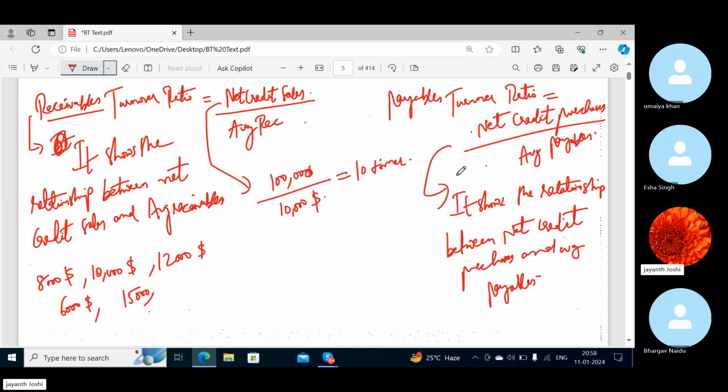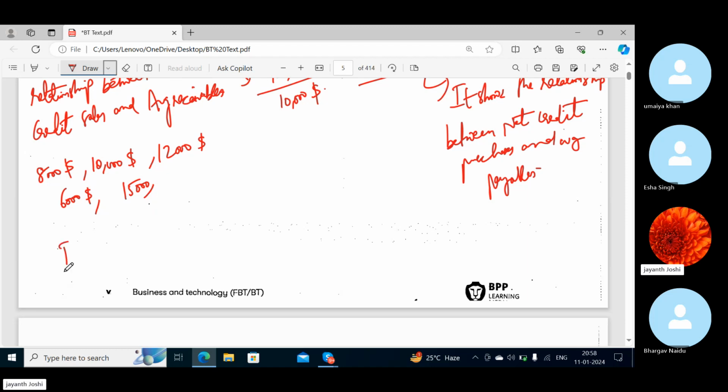Now again I have to check. Same thing, I will replicate here, but first let me make you understand this concept even more properly, whether this 10 times is good or bad. For that we will go with one more formula, that is the debt collection period. The debt collection period formula is 365 days in a year, naturally, divided by the debtors turnover ratio or receivables turnover ratio.